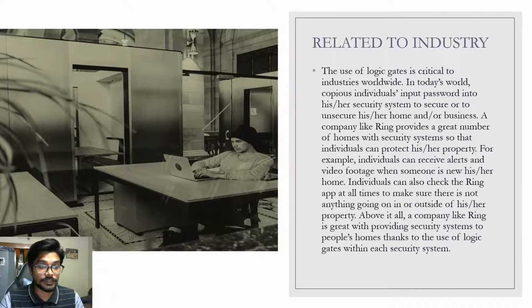In this security system, the individual can also check the ring app at all times to make sure there is nothing outside of his property. If someone tries to hack their industrial property, it can detect it. If someone is observing from a distant site, it can also give us a clue where it is coming from. So this security system is most important for the industrial system.